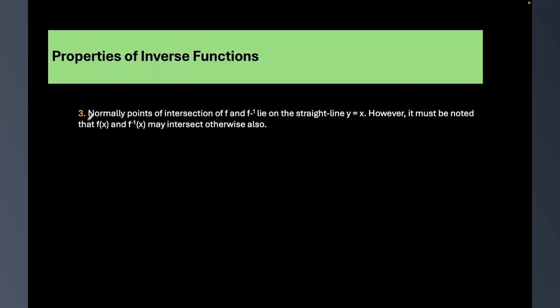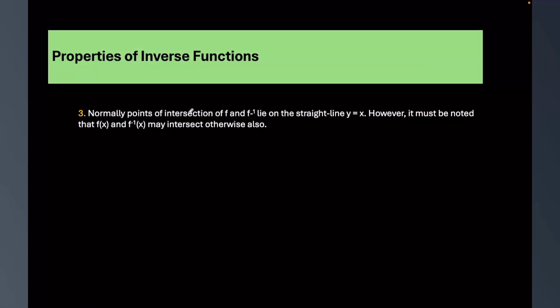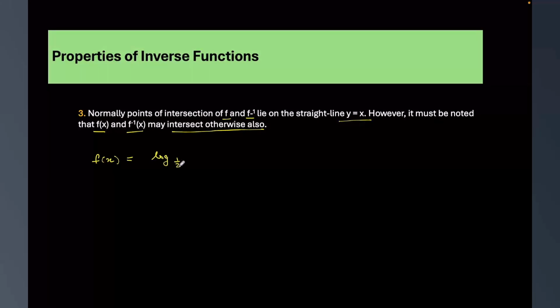Okay, next property. So normally the points of intersection of f and f inverse lie on the straight line y is equal to x. However, it must be noted that f of x and f inverse may intersect otherwise also. So let me give you a very simple example. Let's say we have f of x is equal to log half, that's the base, x.